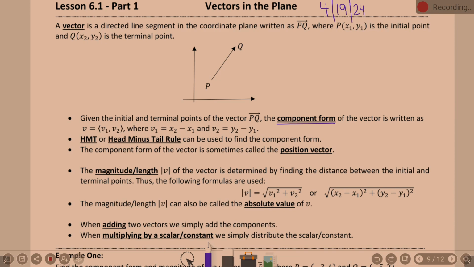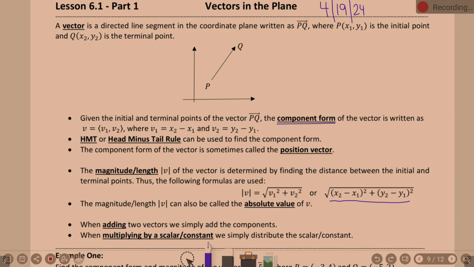Another bit we're going to talk about is the magnitude or length of the vector. You obviously understand the word length. If you're asked about the magnitude of the vector, the magnitude is another word for length. The magnitude of the vector is determined by finding the distance between the initial and terminal points. I don't know if this formula right here, the second one, looks familiar to you: the square root of x2 minus x1 quantity squared plus y2 minus y1 quantity squared. You've done this formula before.